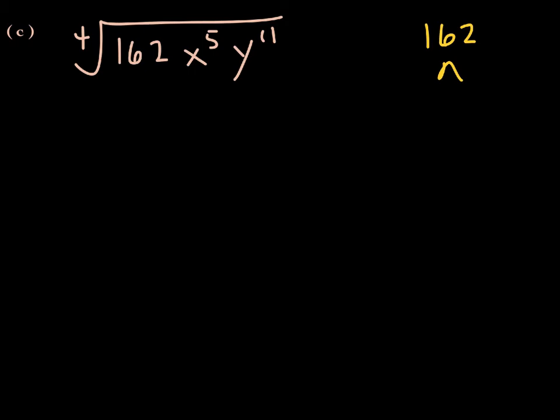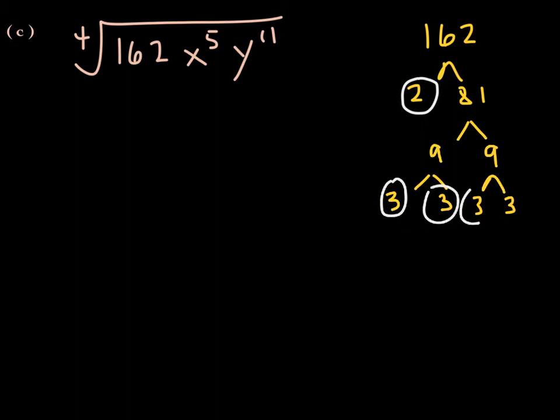162 will be divisible by 2 for sure, right? And 2 goes into 162 81 times. 2 is that prime number there. Now you could stop here because remember your index is 4 and 81 is a perfect fourth. I'm going to pretend like I didn't see that though, and I am going to continue. 81 is 9 times 9. 9 is not a prime number, so we're going to keep on going. Each of these 9s represents a pair of 3s. Now 3 is prime, so we are done with our factor tree.